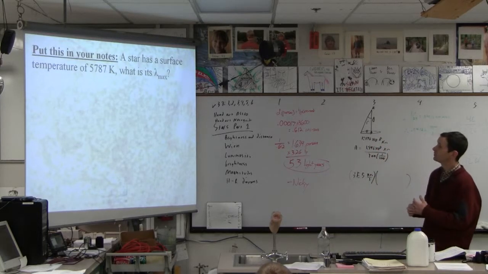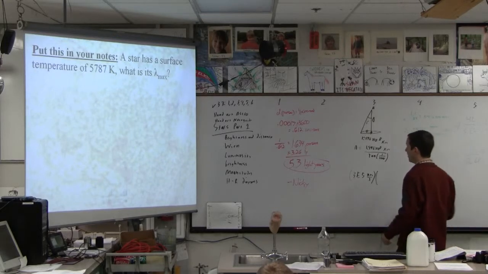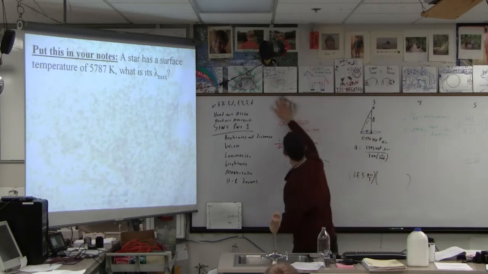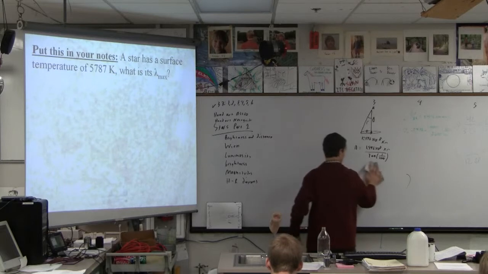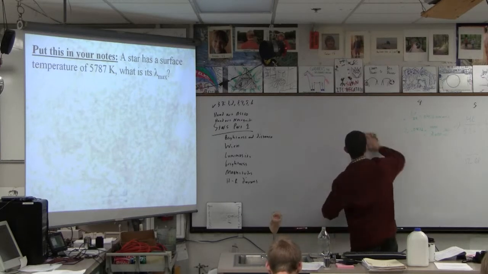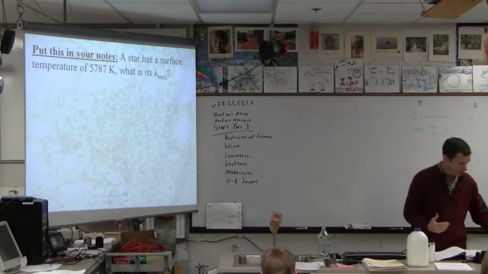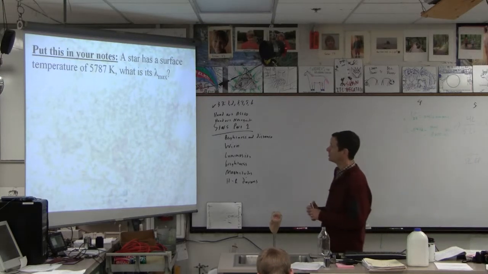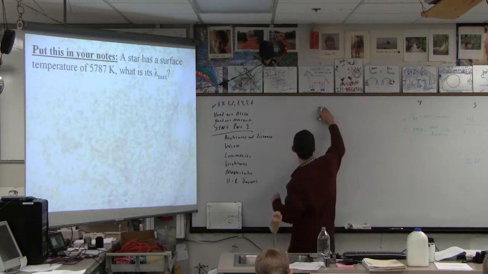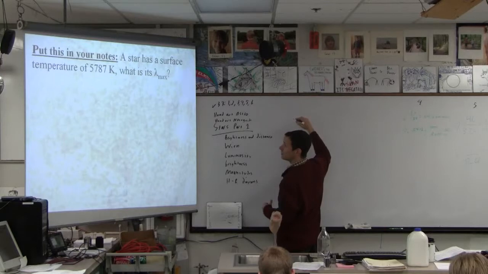So put that in your notes. A star has a surface temperature of 5,787 kelvins. What is its lambda max? What's its peak black body? Doesn't this imply that if you look at the spectrum of light from a star, the black body radiation, the heat given off by the star, right, that you can predict its temperature? Isn't that what it predicts? I'm thinking so, right? Okay.